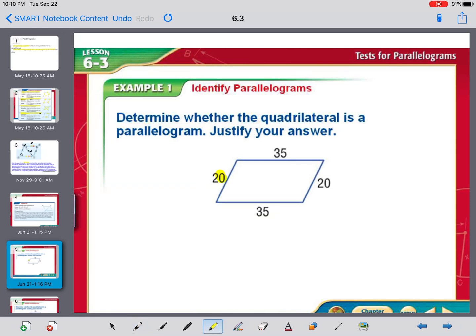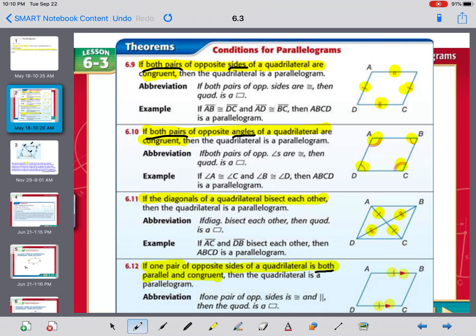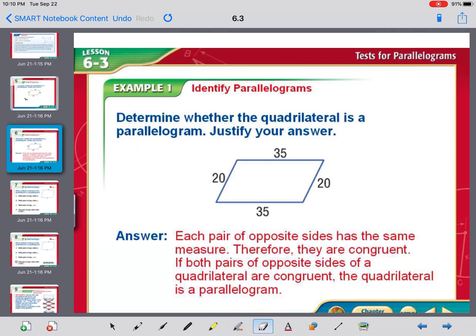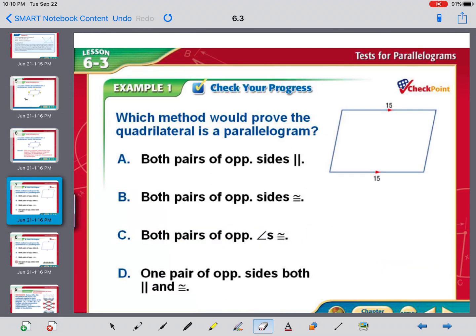To determine whether the quadrilateral is a parallelogram, justify your answer. Well, here we have the opposite sides left and right are congruent. The opposite sides top and bottom are congruent. So yes, it is. It says justify your answer. What I have to do is go back up here and look at when opposite sides are congruent. This is 6.9. Sorry, didn't mean to ugly that up. They don't call it 6.9, but they talk about the same stuff. If both pairs, you can see all that's there.